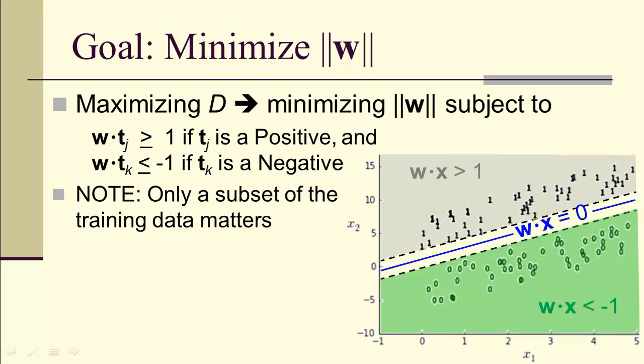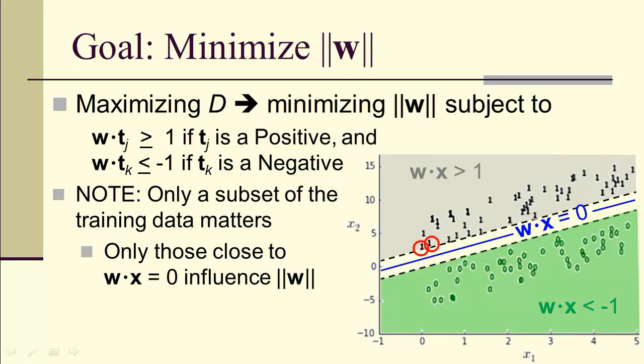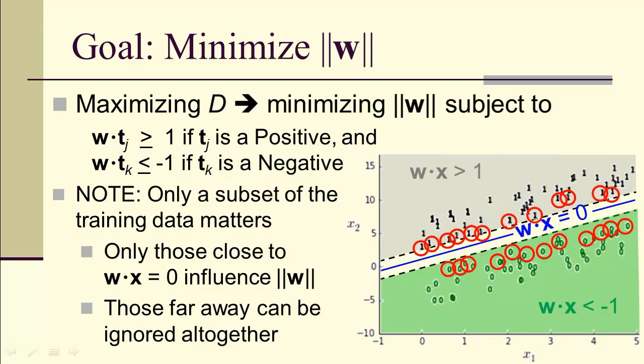Now notice only a subset of the training data actually matters. The ones that are a long ways away from these hyperplanes, they really don't play any role. The same thing with the zeros. If the zeros are a long ways away from these hyperplanes, they don't really matter. So the ones that matter are called the support vectors.